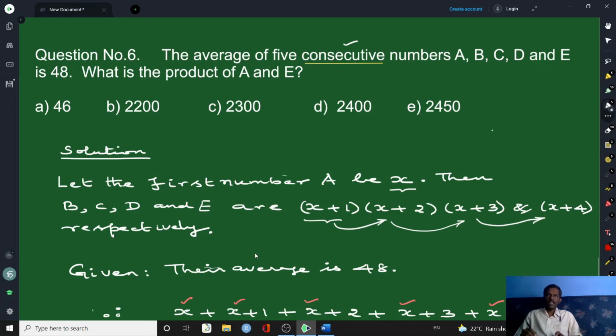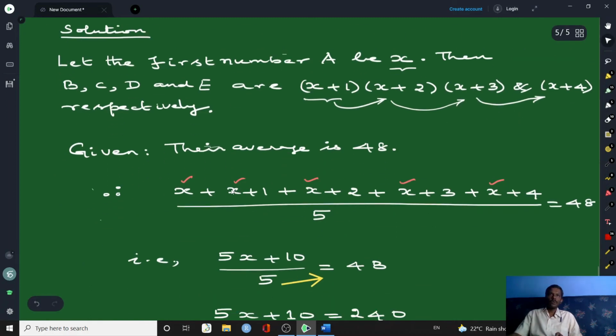So what are we given? We are given that their average is 48. So X plus X plus 1 plus X plus 2 plus X plus 3 plus X plus 4, over 5, is 48, because we have 5 consecutive numbers. The numerator gives the sum of the numbers, the denominator is the number of numbers, and that is given to be 48. This is given.